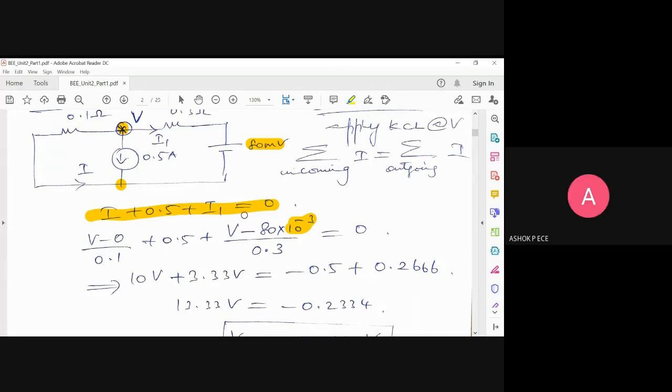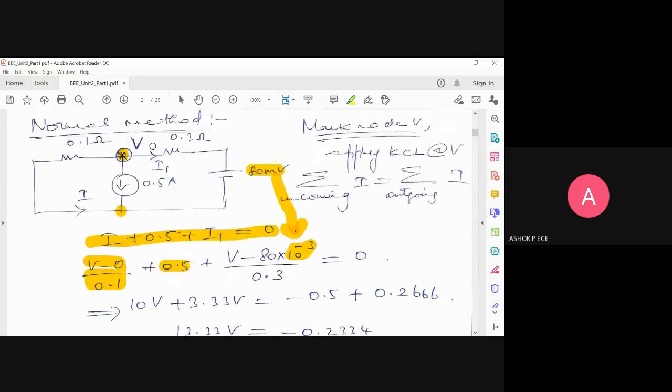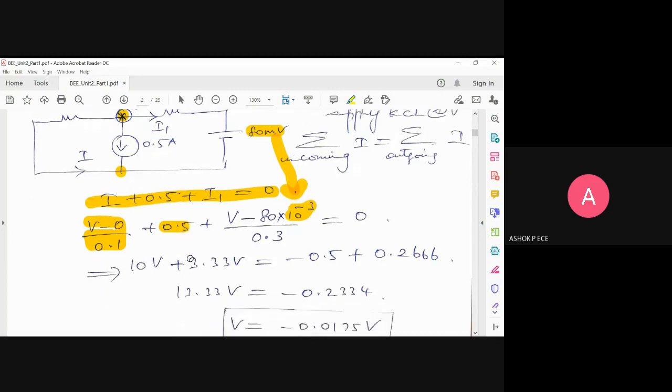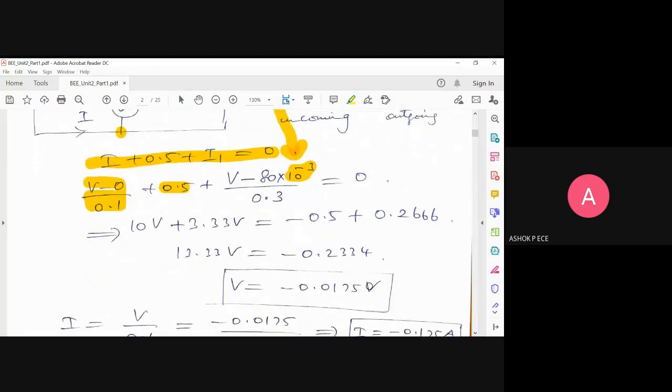See here, the source is given as 80 millivolt, right? So you should not forget the 10 power minus 3 when you multiply by 80. If you just write 80, the answer is wrong. It is 80 into 10 power minus 3. See, I1 is flowing from V to ground, so it is V minus 0 by 0.1, the first term. Second current as usual is 0.5. Third current is again flowing from V to ground, but it is having a potential of 80 millivolts. So V minus 80 millivolt by 0.3. If you equate all the terms to zero, you will get the value of V as minus 0.0175 volt.